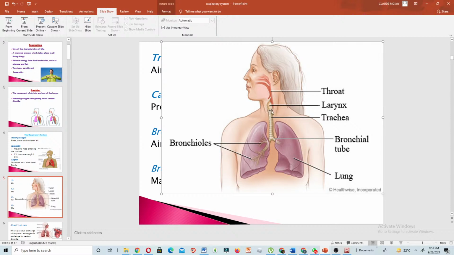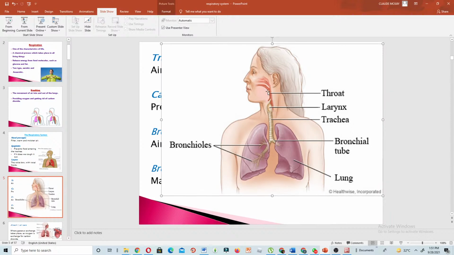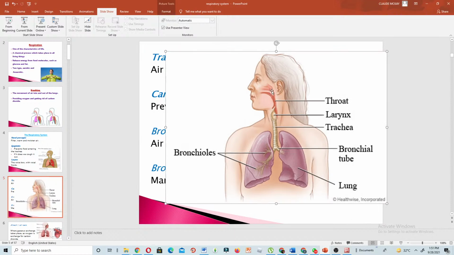It actually joins with both the nasal passages and also the mouth. If you look at the diagram carefully, you will realize that the channel coming from the mouth and the channel coming from the nasal passages all join up and link up with the trachea. So whether you breathe through the nasal passages or through the mouth, all of the air that you inhale will enter the trachea, and then the trachea will take it to both lungs.